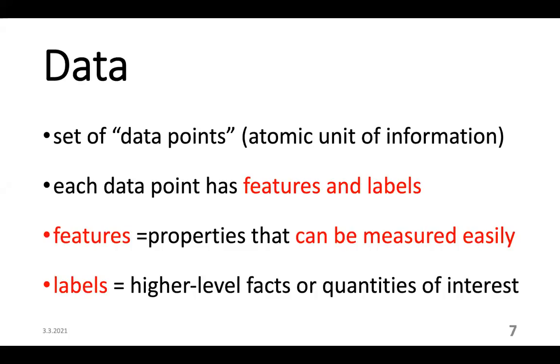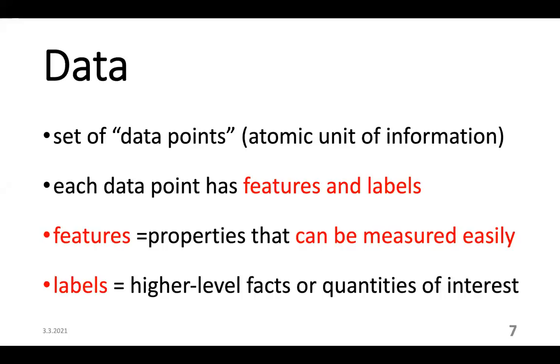We call them features. And other properties of a data point are not so easy to measure by hardware or software, but they are higher level facts, like if a patient has a COVID-19 infection. And for determining these labels, we typically need human experts. We need a doctor. We need somebody who studied medicine for 10 years. But machine learning then provides us a way to imitate this labeling of data points.